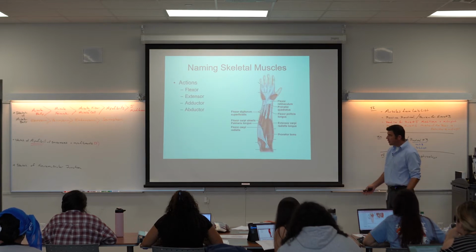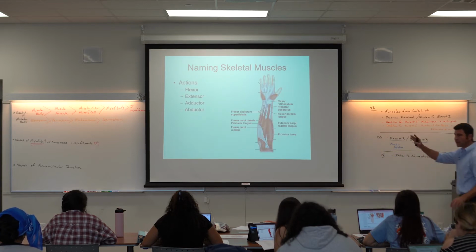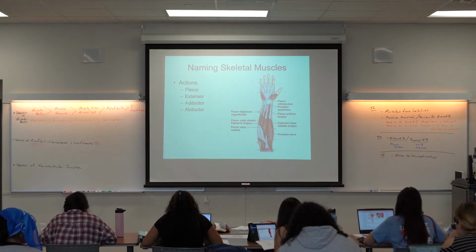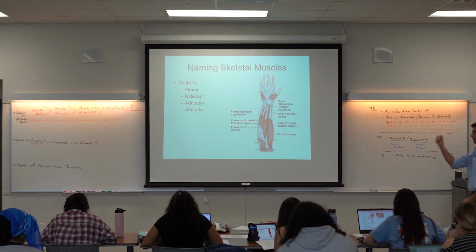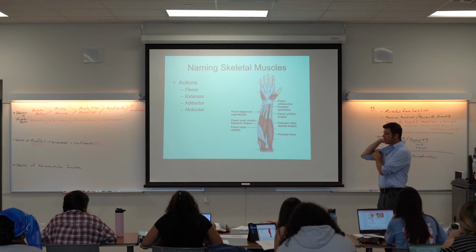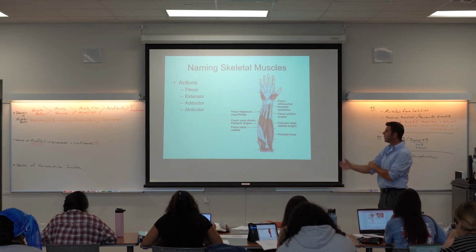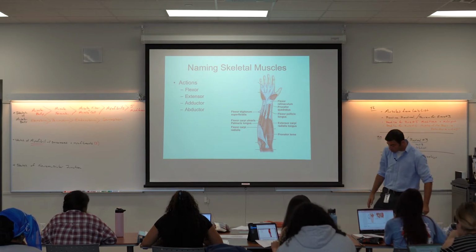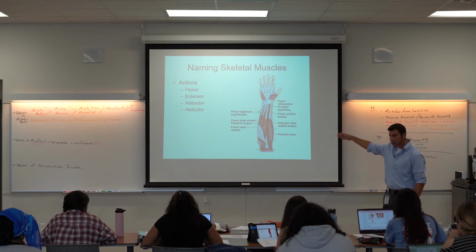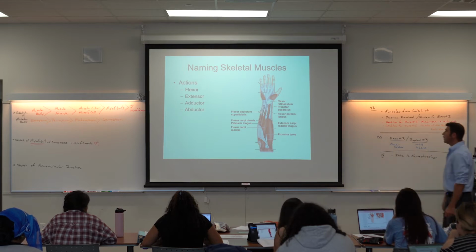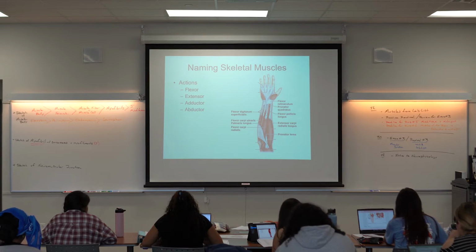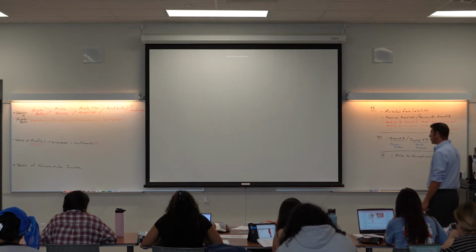Just some examples of how these things are named. A lot of times muscles are named after their action. So flexion versus extension. We said flexion was decreasing the angle, extension was increasing that angle. Adduction was moving towards the midline, and then abduction is away from the midline. We have some adductor muscles that we'll learn in the leg or the thigh. So let's look at some of those.